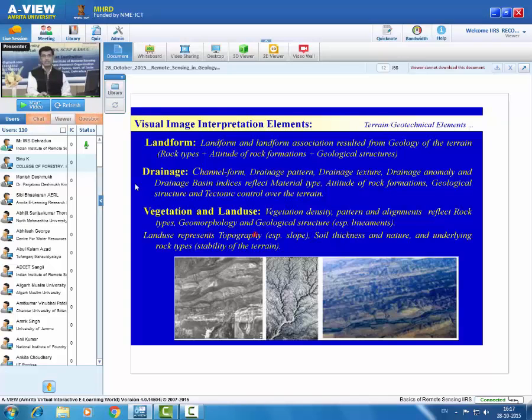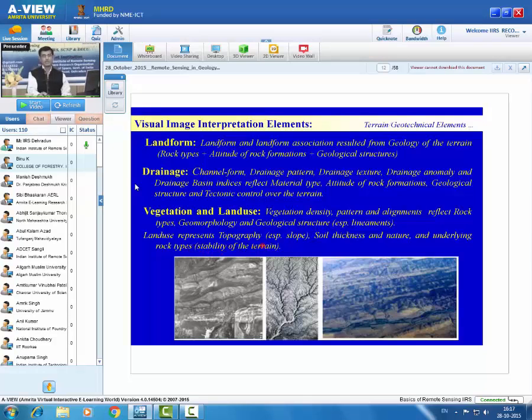Land use basically represents the topographic information about this area: what is the slope, whether soil formation is taking place in this area or not, what is the thickness of soil, what is the nature of soil, whether the soil available here is supporting agriculture or not. So this kind of information you can indirectly infer from that.